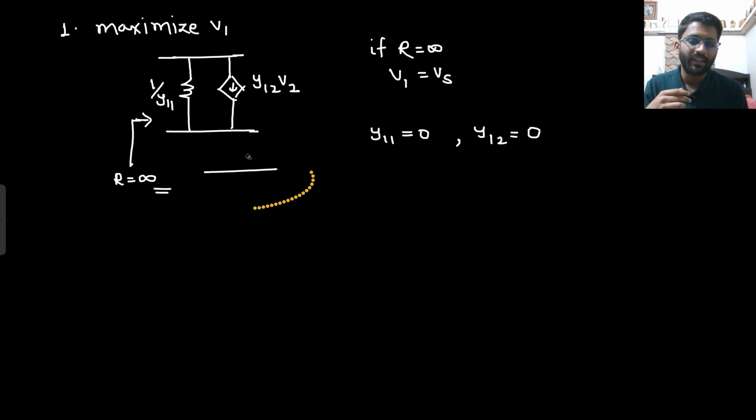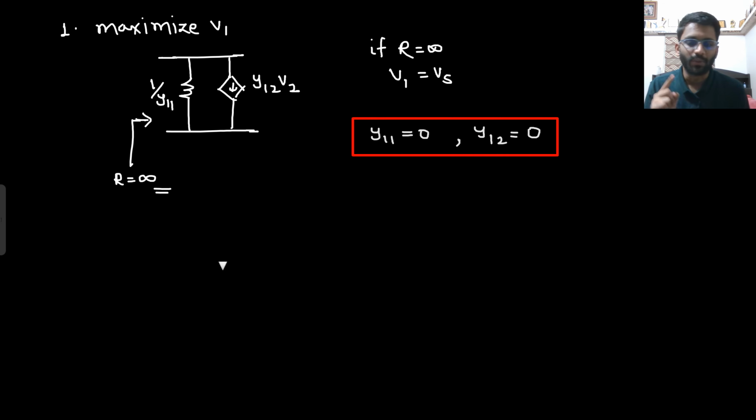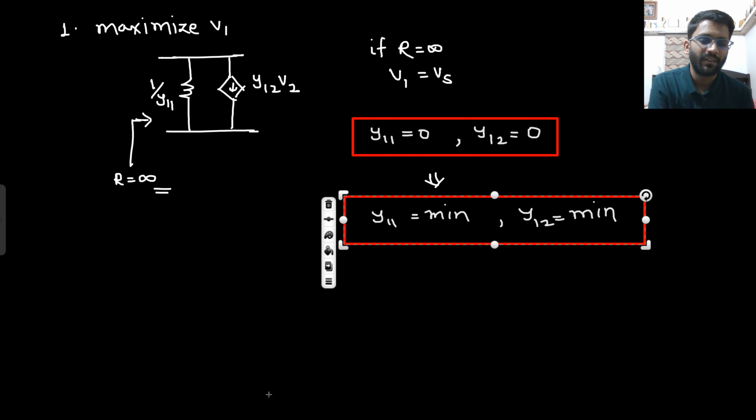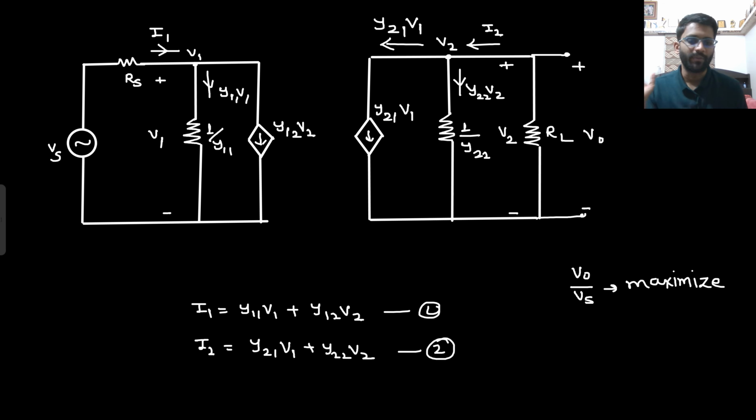So my desired condition came out to be Y11 and Y12 should be 0, or you can say both should be minimum. If not 0, they should be minimum. So this is the desired condition. So the first condition we have found is that Y11 and Y12 should be minimum. Did you understand? My target was to maximize V1 because V1 is getting amplified here. So how do I maximize it? By making the resistance infinity.